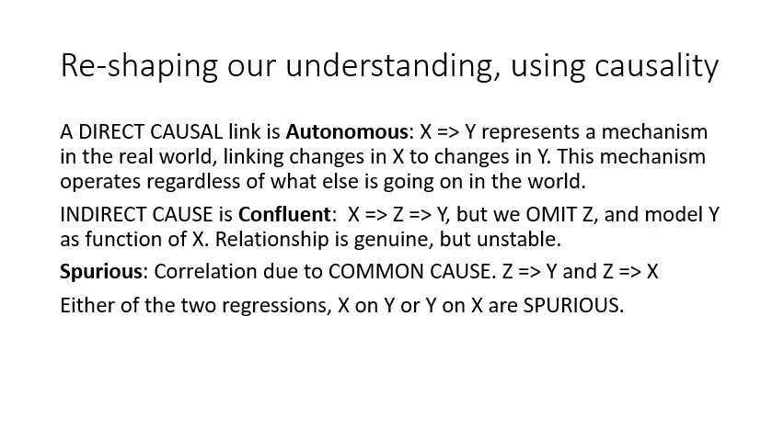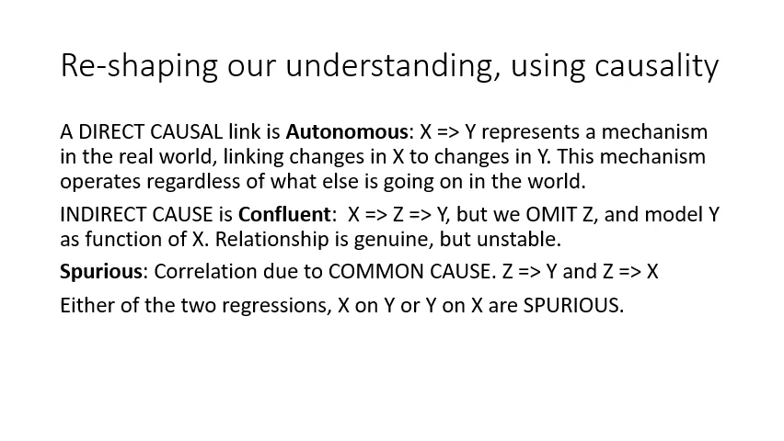Now, if you have an indirect causal relationship, X causes Z, which causes Y, and we omit Z from the analysis, then this is a confluent relationship in the sense that it's not direct. The relationship is a genuine one, but it is unstable. If the values of Z change, then the nature of the relationship between X and Y will change. So it's not stable to changes in the environment.